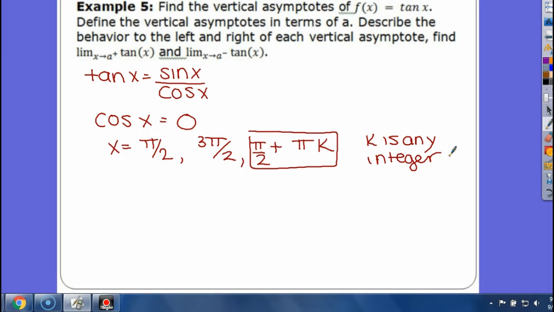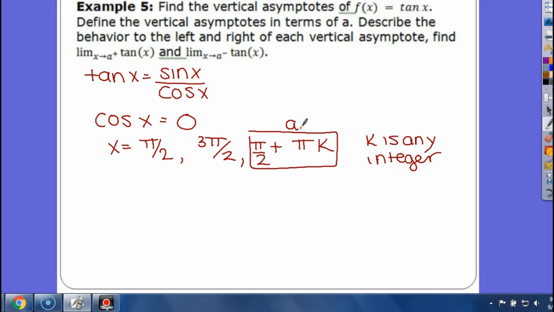So what does that tell you about the limit as x approaches a? Because we're going to call this right here a. We're going to make that a always. That's why I was kind of hesitant about you changing it, because I'm going based off the pi halves, not the pi k.